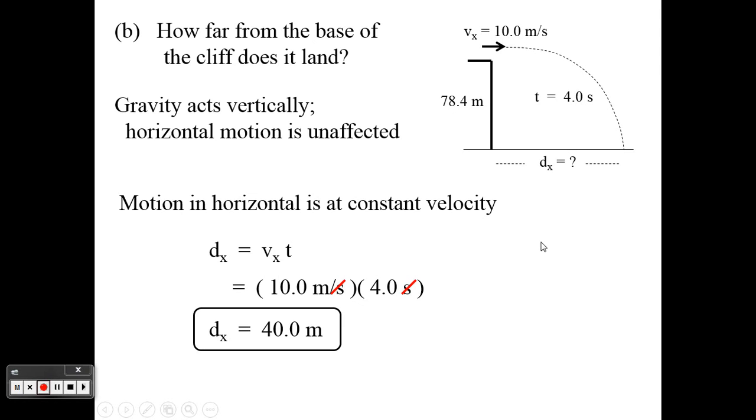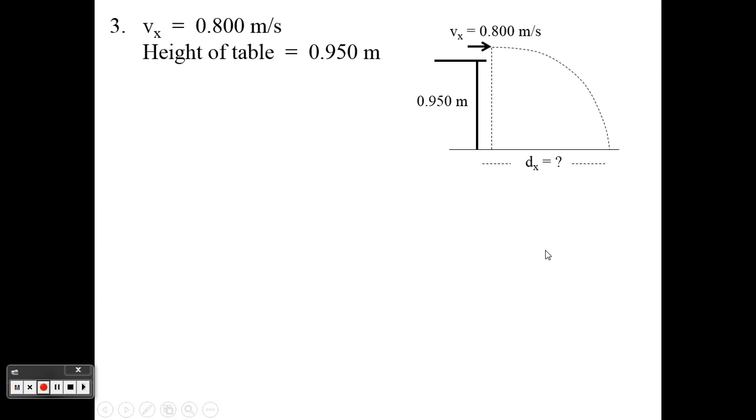Okay. Example number 3. Here we have a steel ball with a constant velocity of 0.8 meters per second, and it rolls off the edge of a table. The table is 0.95 meters high. How far from the edge of the table does the ball land?